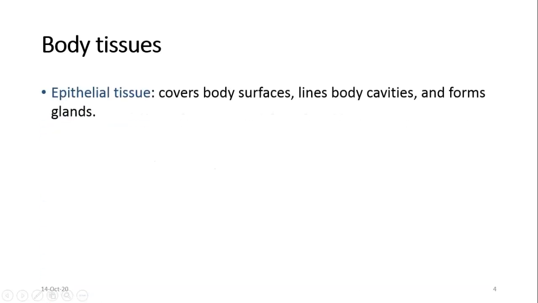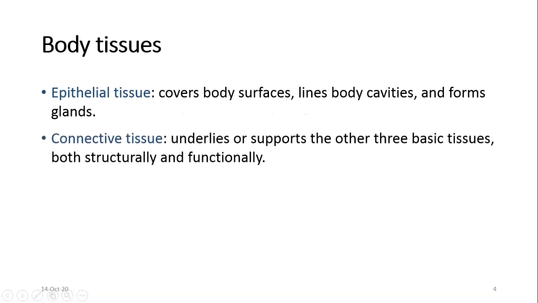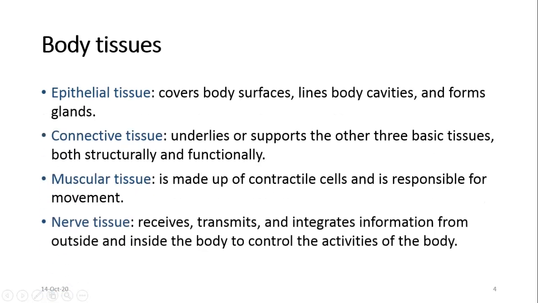The human body consists of 4 basic types of tissues. The epithelial tissue covers body surfaces, lines the body cavities, and forms glands. The connective tissue underlies or supports the other 3 basic tissues, both structurally and functionally. The muscular tissue is made up of contractile cells and is responsible for movement. Nerve tissue receives, transmits, and integrates information from outside and inside the body to control the activities of the body.